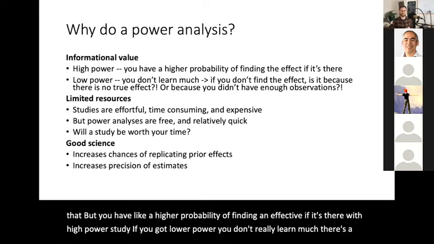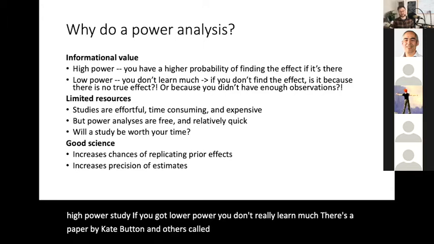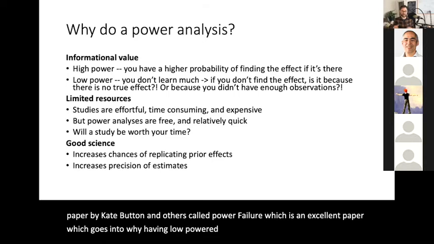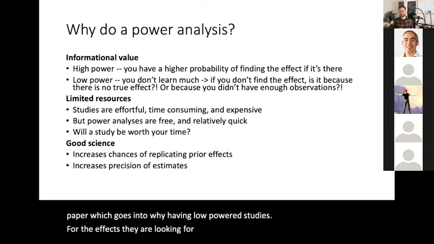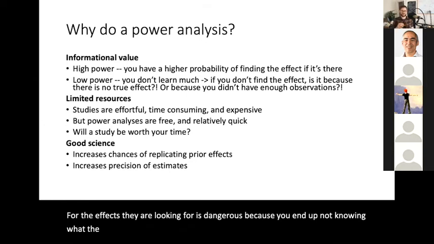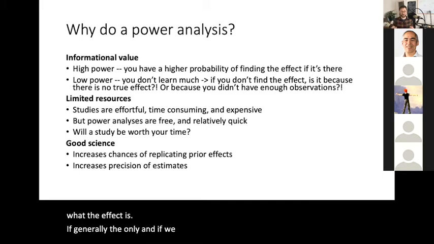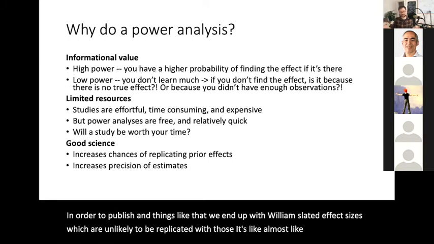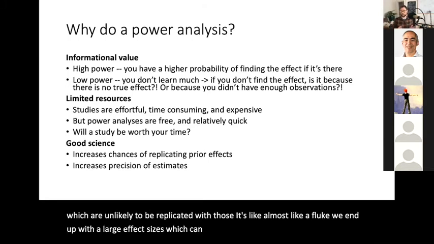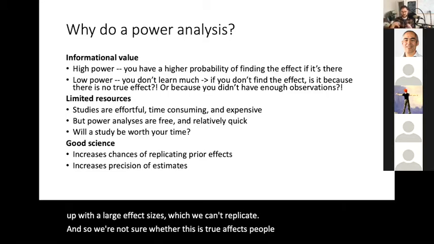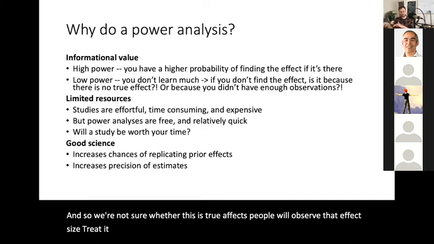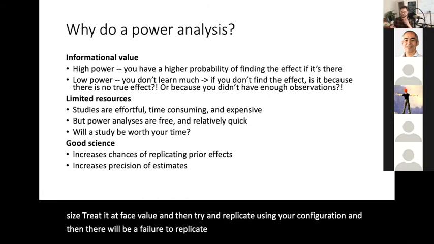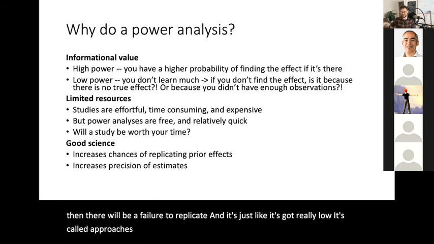There's a paper by Katherine Button and others called Power Failure, which is an excellent paper, which goes into why having low-powered studies for the effect size that you're looking for is dangerous, because you end up not knowing what the effect is. Generally, if we use a p of less than 0.05 as a decision rule in order to publish, we end up with really inflated effect sizes which are unlikely to be replicated. It's almost like a fluke. We can end up with a large effect size which we can't replicate, and so we're not sure whether there's a true effect. People will observe that effect size, treat it at face value, and then try to replicate using your configuration, and then there'll be a failure to replicate. It's called the Proteus phenomenon, and as I say, it's an interesting thing.